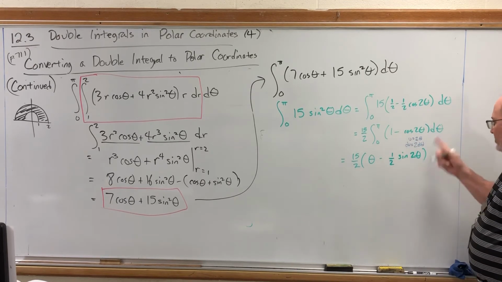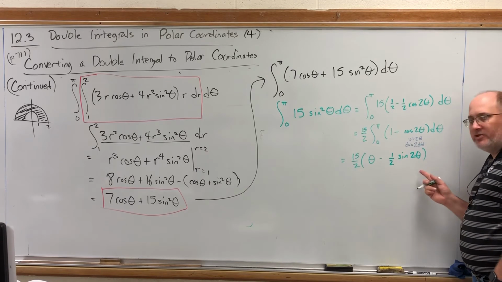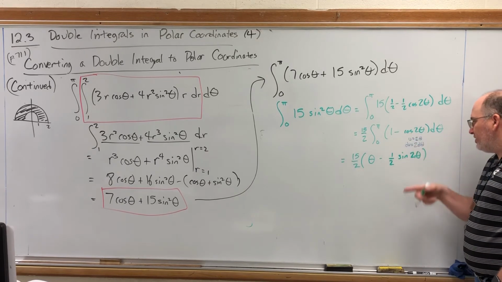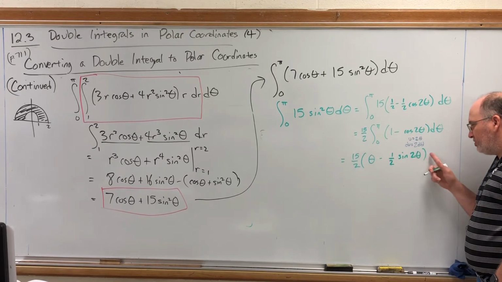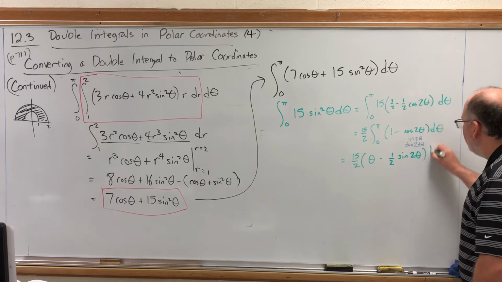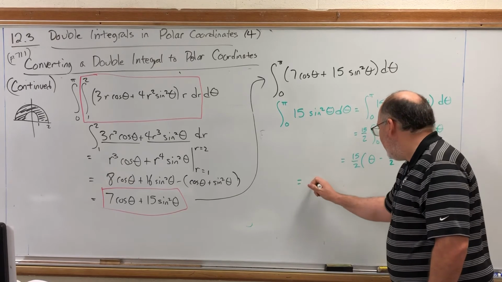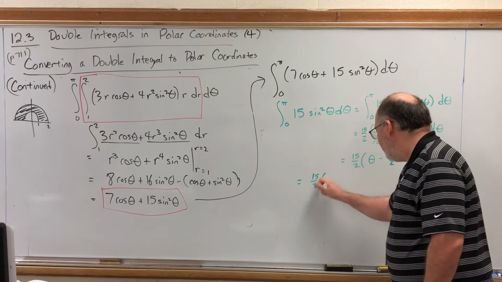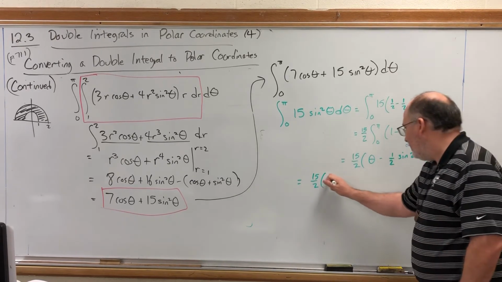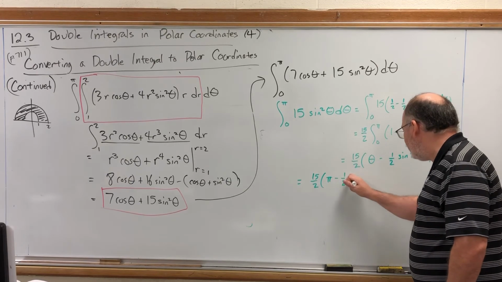If you're not sure about the substitution move, just quickly redifferentiate. Derivative of sine is cosine. Chain rule would pick up an extra 2, which would cancel the 1/2. This is getting evaluated from 0 to pi. So we will have 15 halves times, if we insert pi, pi minus 1/2 sine of 2 pi.